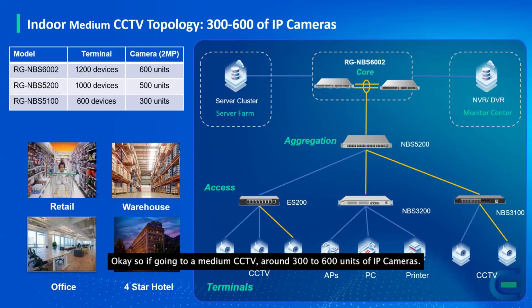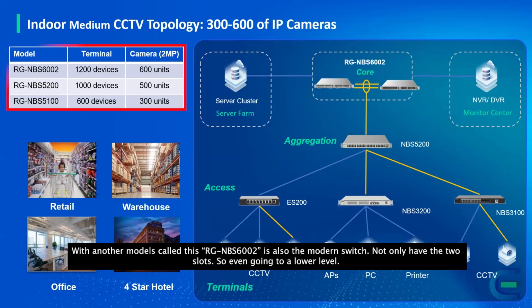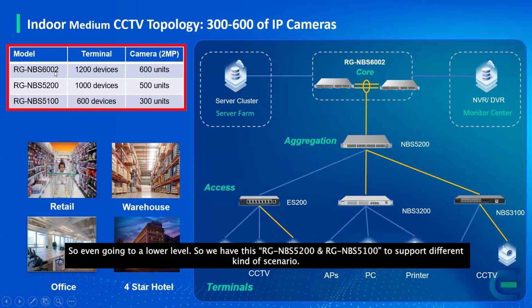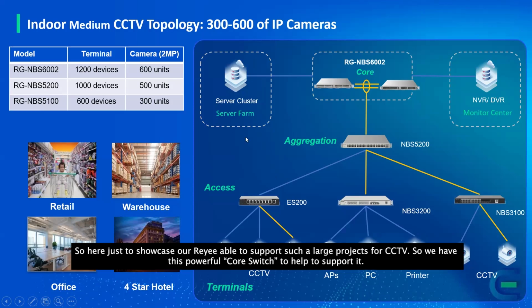Okay, so if you are going to a medium CCTV, around 300 to 600 units of IP cameras, we have another model called the MBS 6002. It's also a modular switch, but only has 2 slots. If going even lower, we have the MBS 5200 and MBS 5100 to support different kinds of scenarios. Just to showcase to you guys that Reyee is able to support such large CCTV projects. We have this powerful core switch to support it.